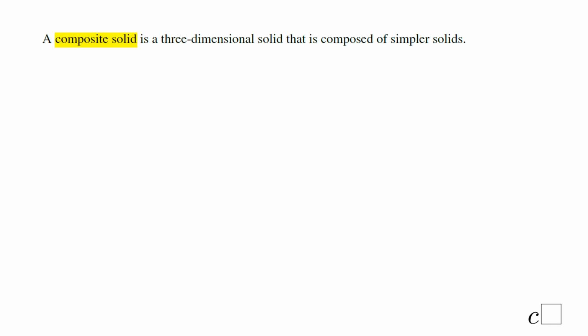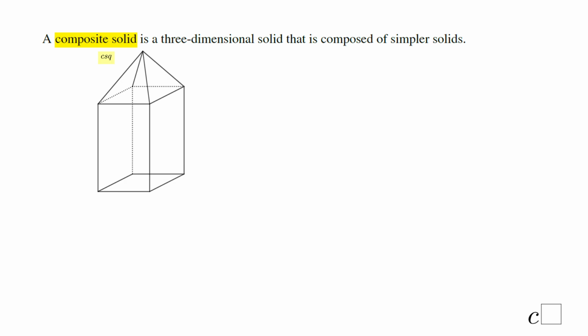In this lesson we will cover what are called composite solids, and we have here some examples of composite solids, like this one. You notice we have a rectangular prism and a rectangular pyramid. The pyramid is on top of the rectangular prism.